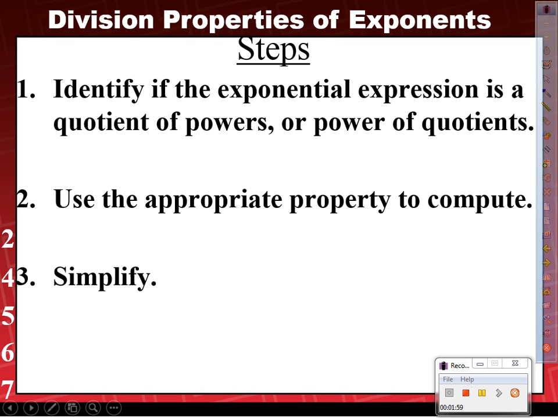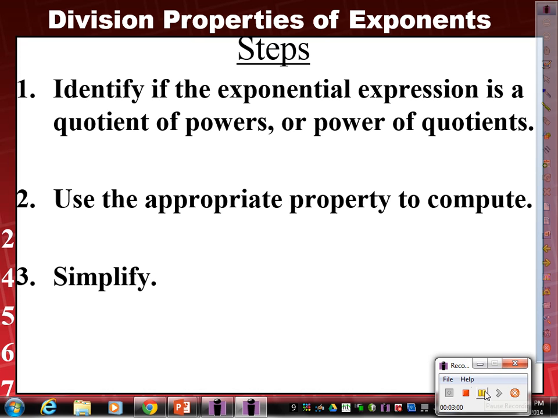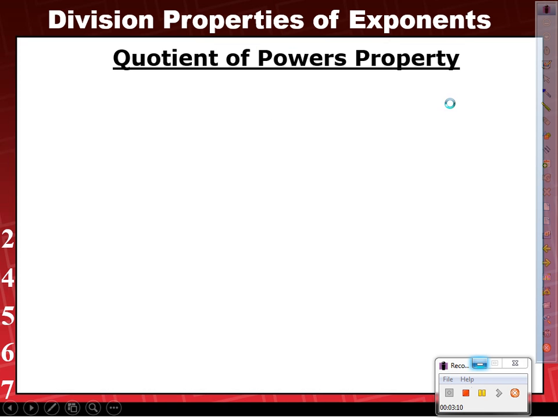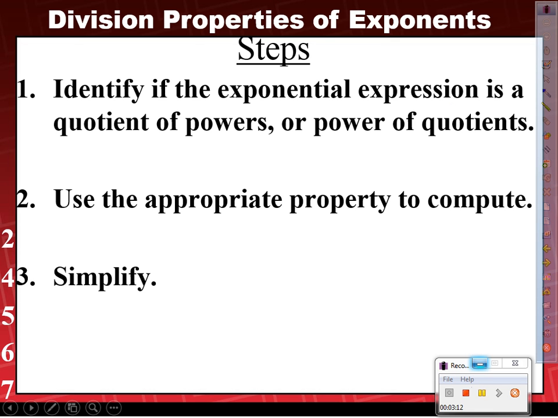Tell your neighbor how many properties and which ones they are. Okay. Second step, use the appropriate property to compute and at the end simplify. Copy that, please. Okay, once again, 3 basic steps. Step 1, identify if the exponential expression is a quotient of powers or power of quotients.